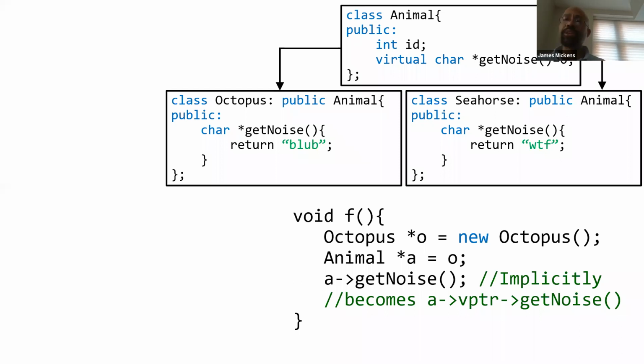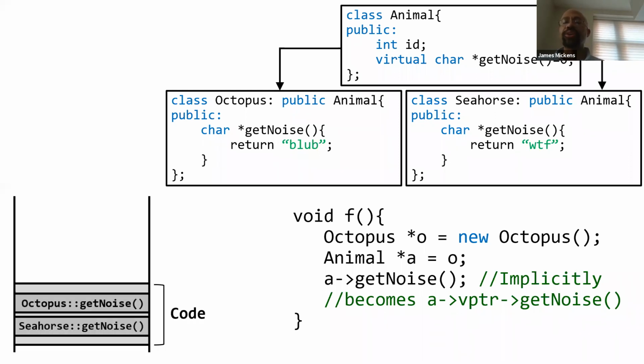That can be a little bit confusing, so let's look at a diagram. Off here to the left, we're looking at the virtual address space of the program that we're eventually going to exploit. On the left, we see the code segment, and somewhere in the code segment, we're going to have the implementations for getNoise as provided by both the octopus class and the seahorse class.